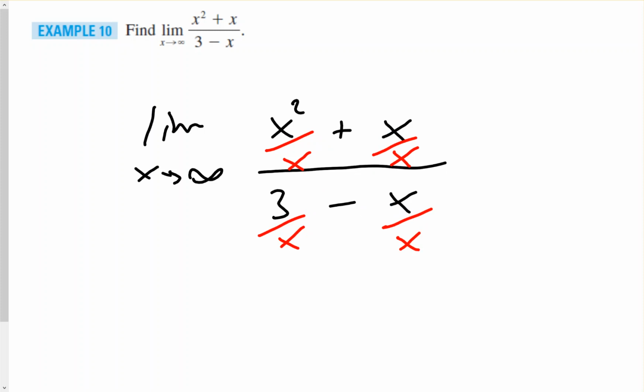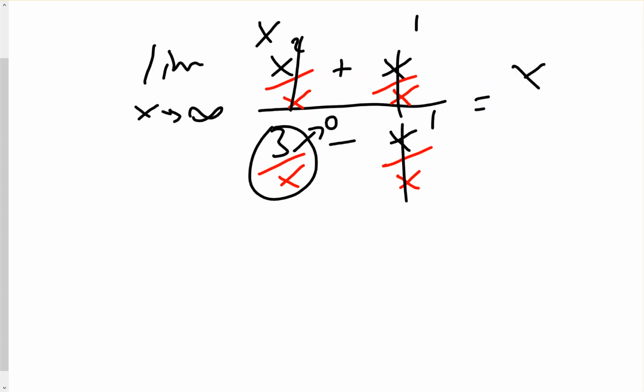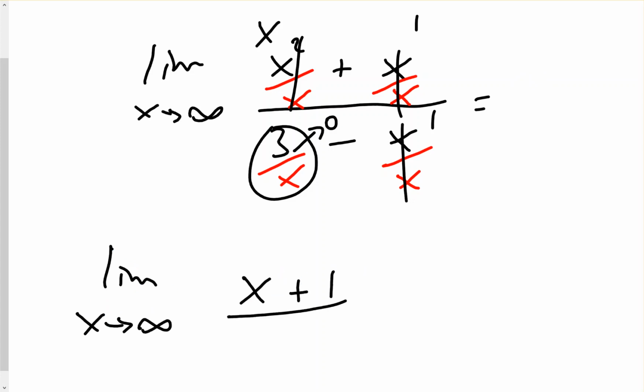Okay, so this one would reduce to 1. x over x would reduce to 1. 3 over x, as x goes to infinity and gets really, really large, is going to go to 0. And then x squared over x would reduce to x. So we have x. Let's do it this way. I'll go down here. Limit as x goes to infinity of x plus 1 over 0 minus 1.